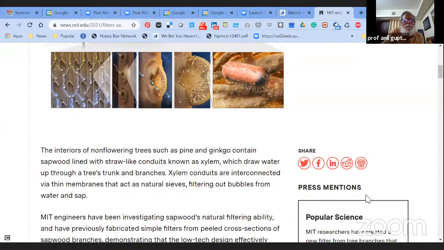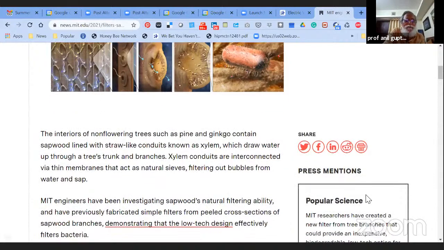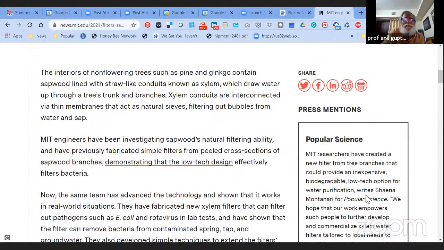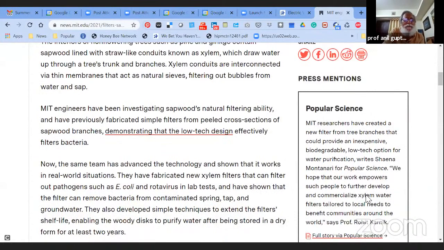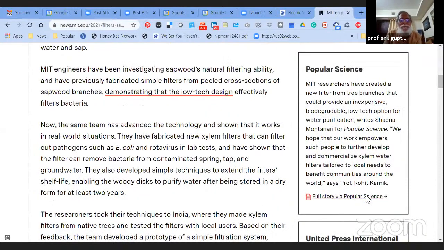Pine sapwood is lined with straw-like conduits known as xylem, which draw water up through the tree's trunk. Xylem conduits are connected through membranes that act as a natural sieve, filtering out bubbles from the water and the sap. They looked at the filtering ability and demonstrated that this low-tech design effectively filters even bacteria. Now they have shown how the technology works in real-world situations. They have fabricated new xylem filters that can filter E. coli, rotavirus and bacteria from groundwater and surface water.